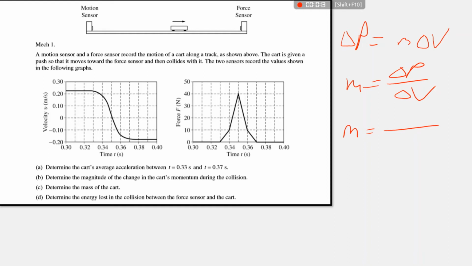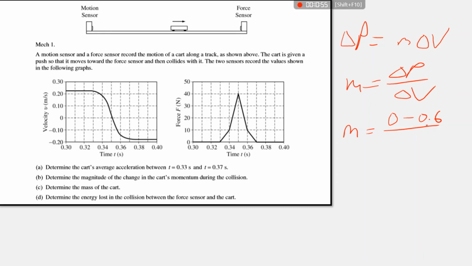Okay, 0? Not 0. I don't know. Okay, it's not 0.6? So we've got our change in momentum. So we, oh, changed from 0 to 0.6.